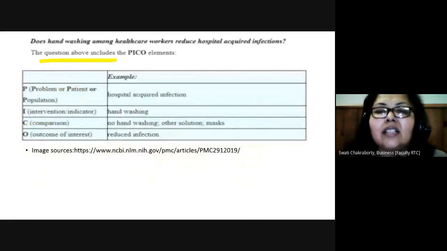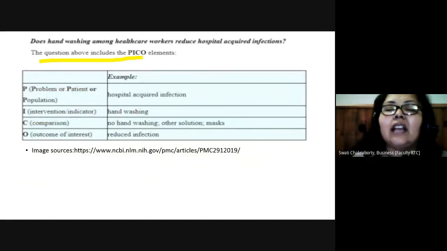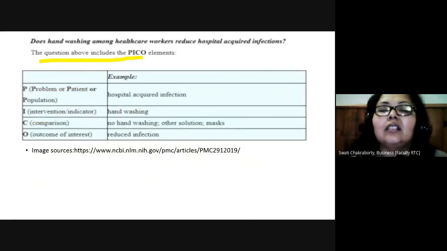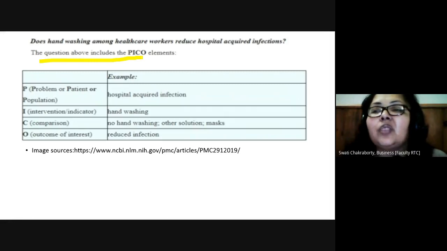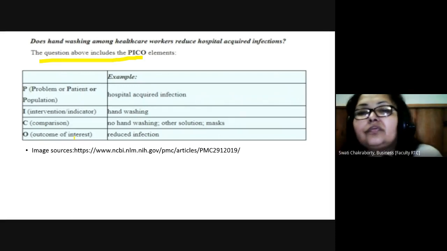So this is an example with healthcare workers: does hand washing among healthcare workers reduce hospital acquired infection? So P is hospital acquired infection, that's the problem. Intervention is hand washing, comparison is no hand washing, or another solution, like a mask. O, the outcome, is reduced infection.